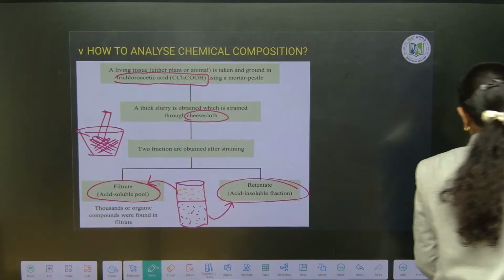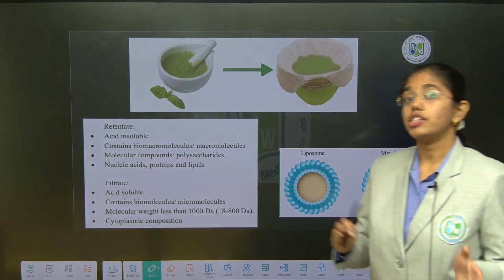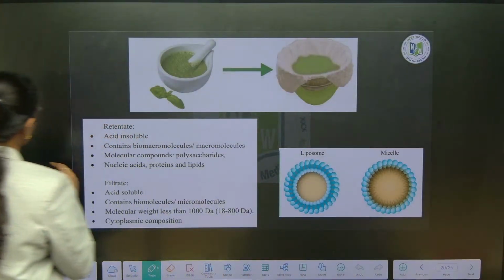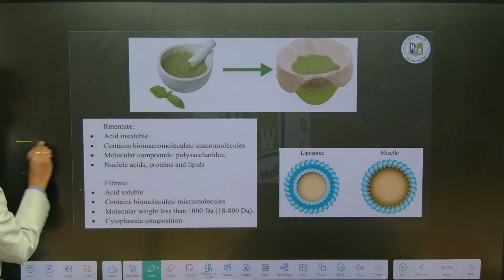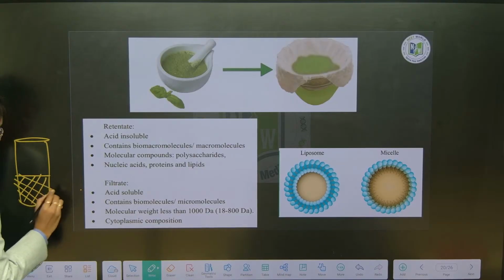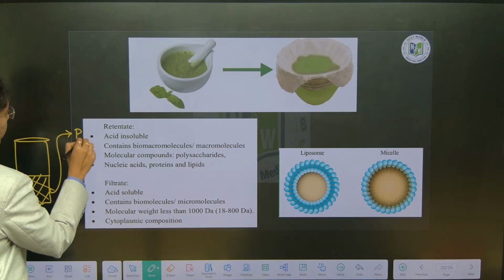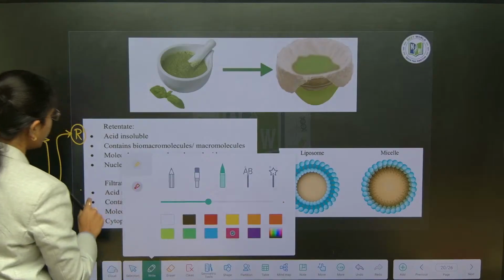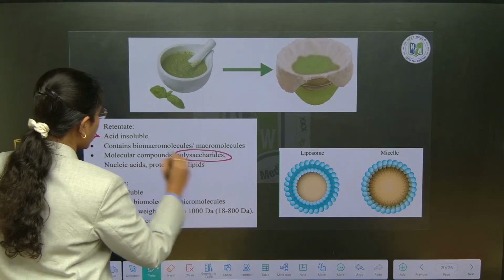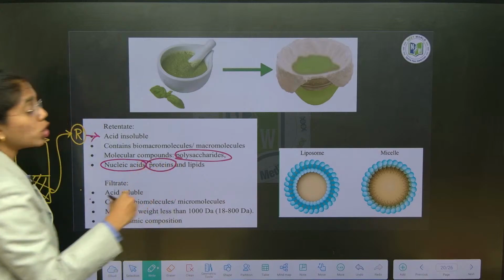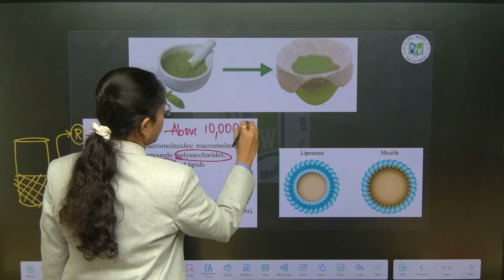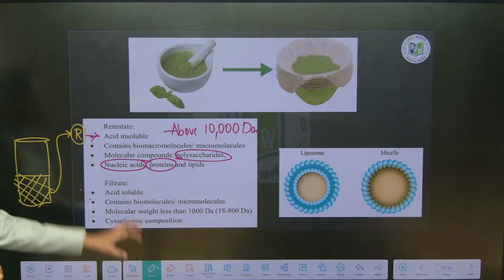And next, what are the components that you have identified in the acid insoluble pool and in the acid soluble pool? That will be the question. Remember that the acid insoluble pool is the retentate. In the retentate, if you observe carefully, all biomacromolecules are obtained, like polysaccharides, nucleic acids and proteins, whose molecular weight is above 10,000 Daltons. The molecular weight of these molecules is about 10,000 Daltons.